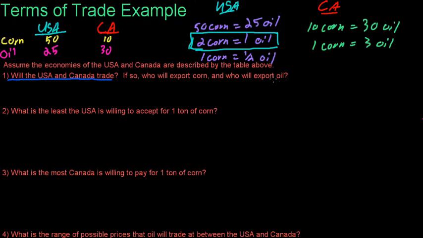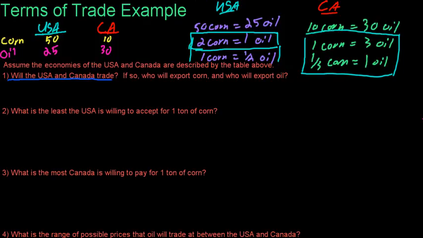So that was the other equation that I was saying we were going to have to tweak a little bit to go on. And then I'm going to do the same thing for Canada. So for Canada, we can also say that a third of a ton of corn is equal to 1 million barrels of oil. So what we've gone ahead and done here is calculate the opportunity cost of corn and the opportunity cost of oil.